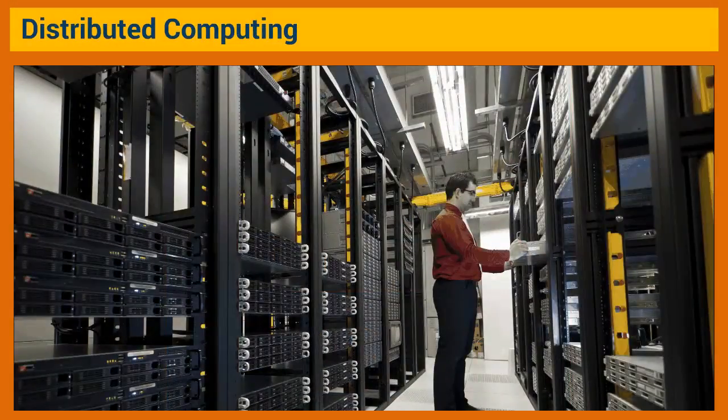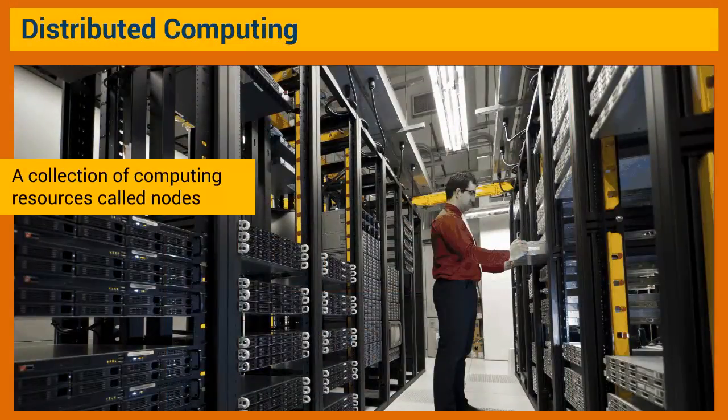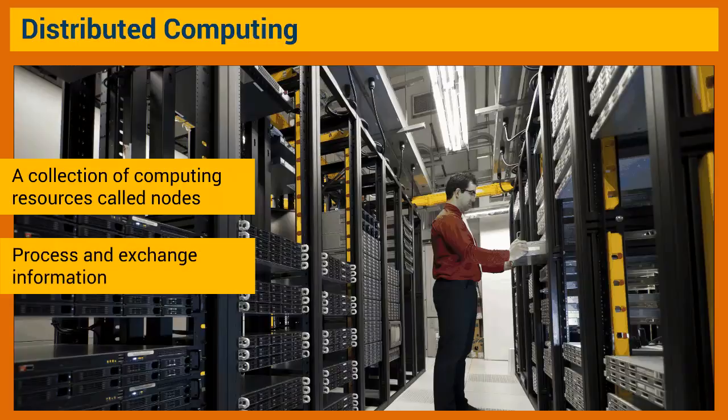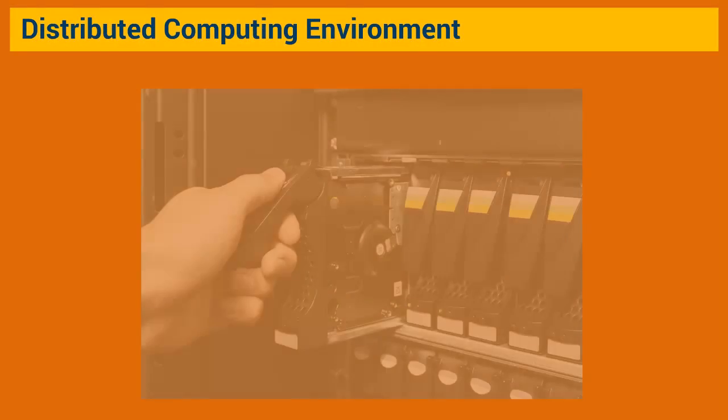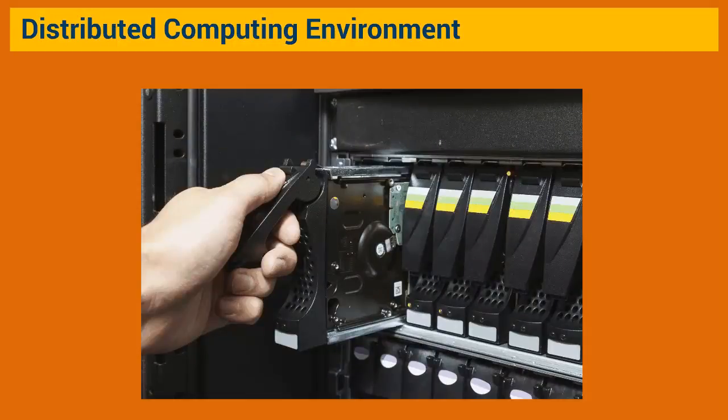A distributed computing system is a collection of computing resources, such as computers, that are interconnected. Each of these computing resources, usually called a node, has its own memory. It can process information and also exchange information between the connected resources. So, how does distributed computing work? In a distributed computing environment, different parts of a program are run simultaneously on two or more computers that are communicating with each other over a network.